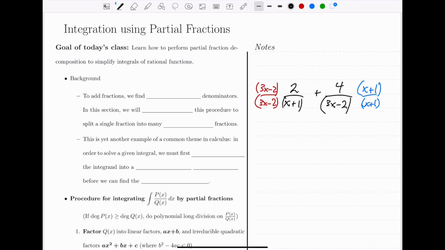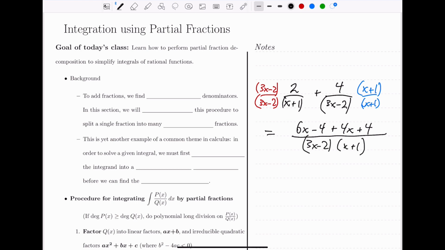So let's go ahead and do this. In the numerator, we'll distribute in the first fraction. 3x times 2 is 6x, minus 2 times 2, 4. In the second fraction, we have 4 times x plus 4 times 1. And the denominator is the common denominator that we just found. Both fractions have the same denominator of 3x minus 2 times x plus 1.